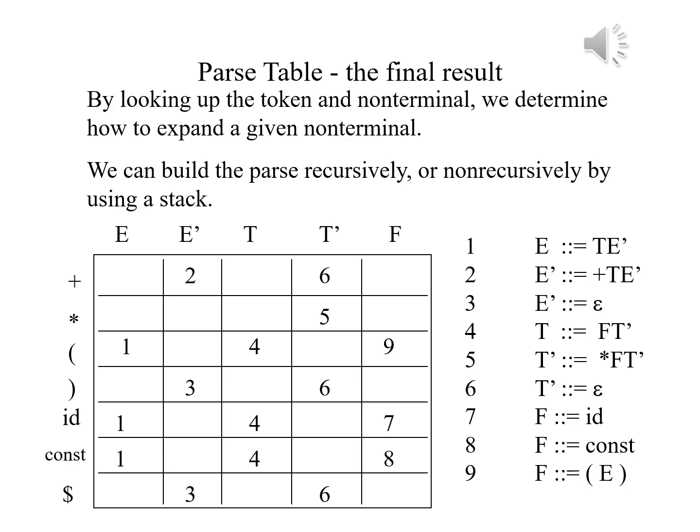Production 7, the non-terminal is factor, the look-ahead is identifier. Production 8, the non-terminal is factor, the look-ahead set is constant. Production 9, the non-terminal is factor, and the first set is the open parenthesis. I now have the table completed.